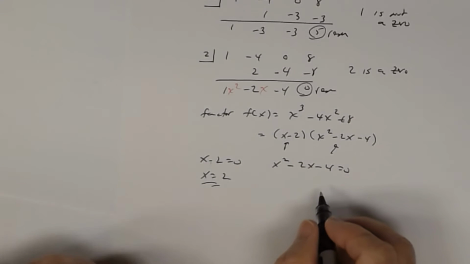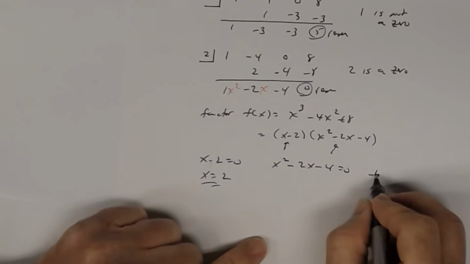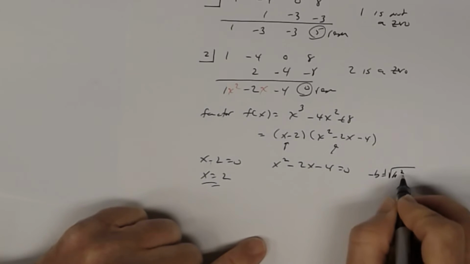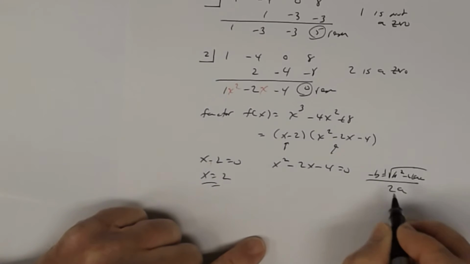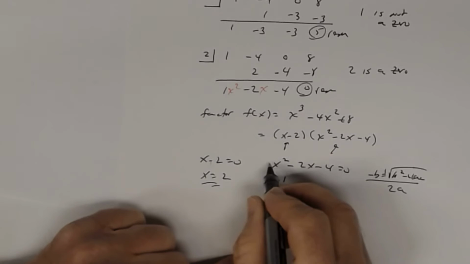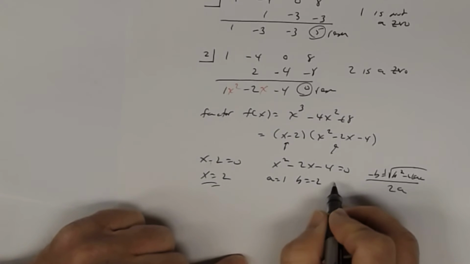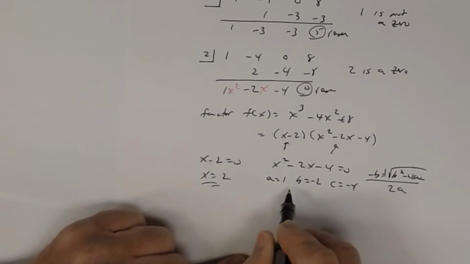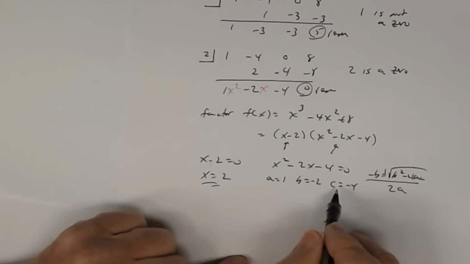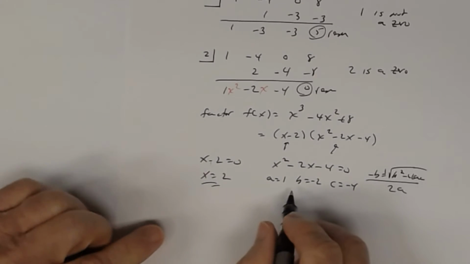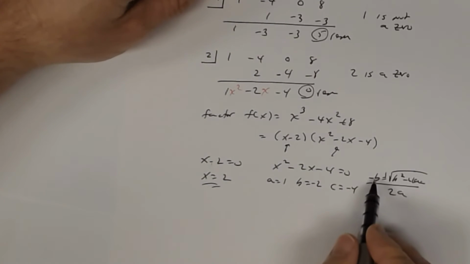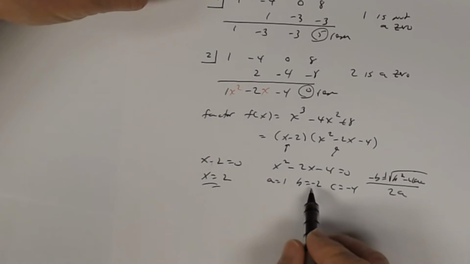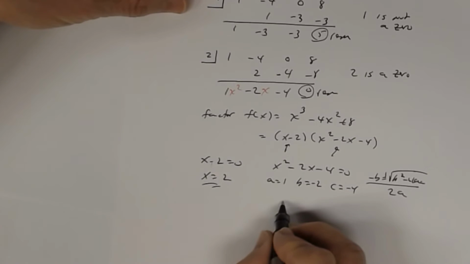So I'm going to use the quadratic formula: negative b plus or minus the square root of b squared minus 4ac, all divided by 2a. Remember, a here is 1, b is negative 2, and c is negative 4. Make sure you list your a, b, and c correctly. And so we can substitute these values into our formula. This says the opposite of b. So b is negative 2. The opposite of negative 2 is a positive 2.